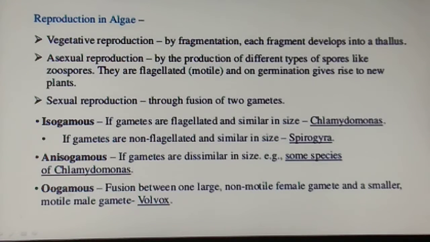Next comes oogamous, where fusion occurs between one large non-motile female gamete and a smaller motile male gamete. So there is a large non-motile female which cannot move, and a small but motile gamete, that is the male one, and the example is Volvox. I hope these three are clear to each one of you.